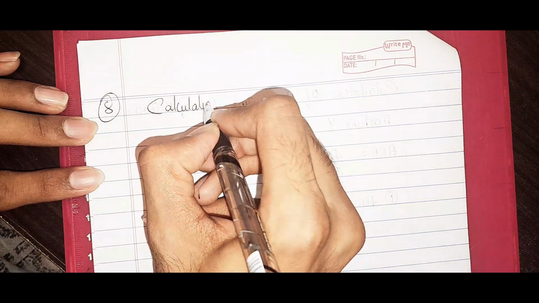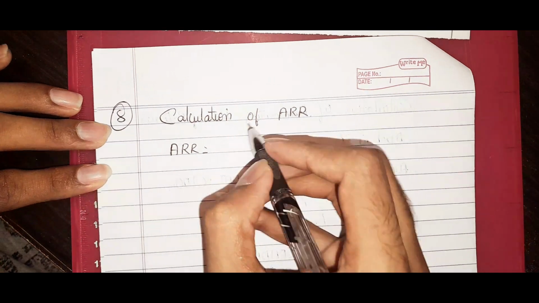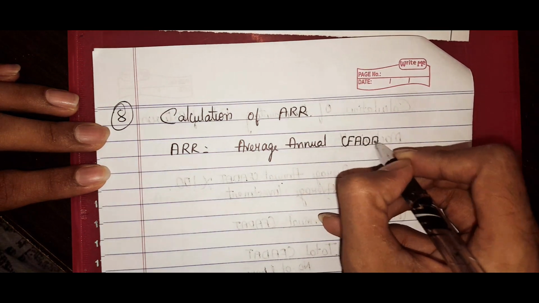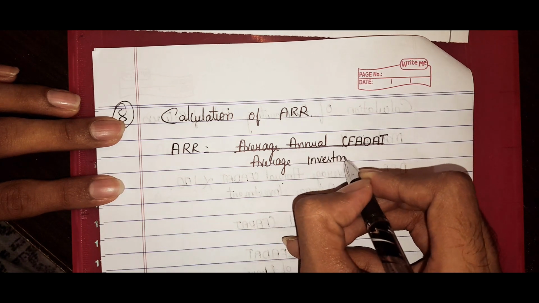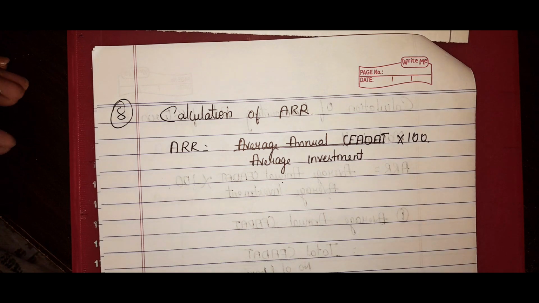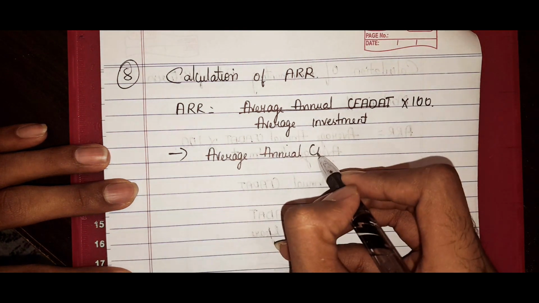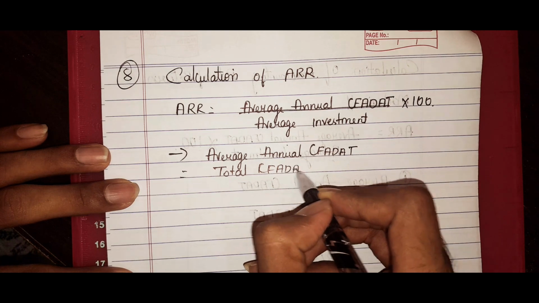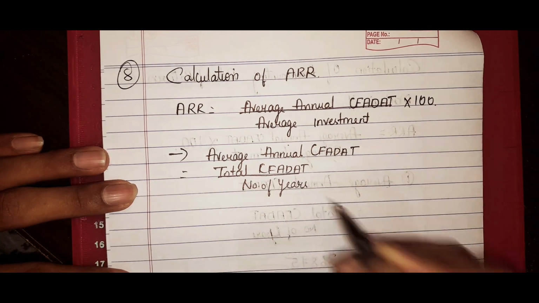Step 1 will be the calculation of ARR. ARR is equal to, by this time you should be familiar with the formula, average annual CFADAT divided by average investment into 100. If you do this, we will get ARR. So for that, first we need to find out the average annual CFADAT. Average annual CFADAT will be total CFADAT divided by number of years.